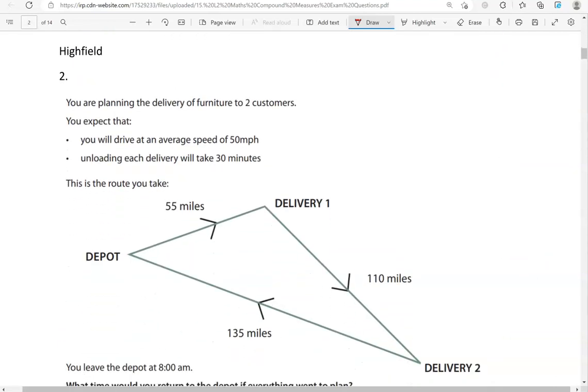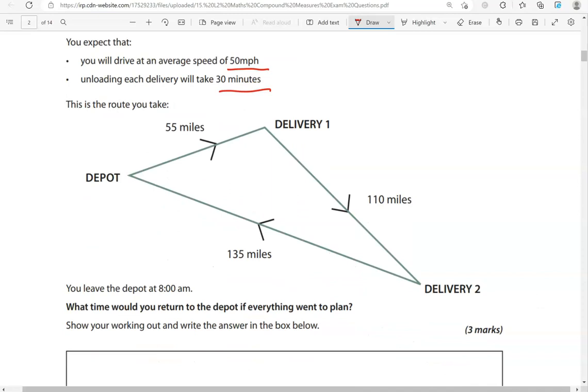You are planning the delivery of furniture to 2 customers. You expect that you will drive at an average speed of 50 miles per hour. Unloading each delivery will take 30 minutes. This is the route you take. You leave the depot at 8 a.m. What time would you return to the depot if everything went to plan? Show your working out and write the answer in the box below.